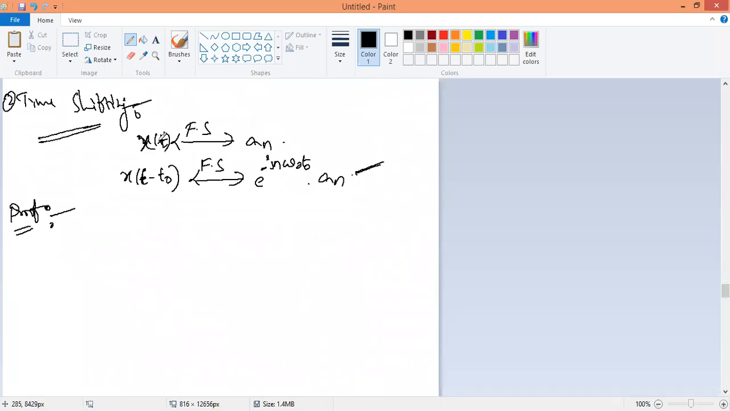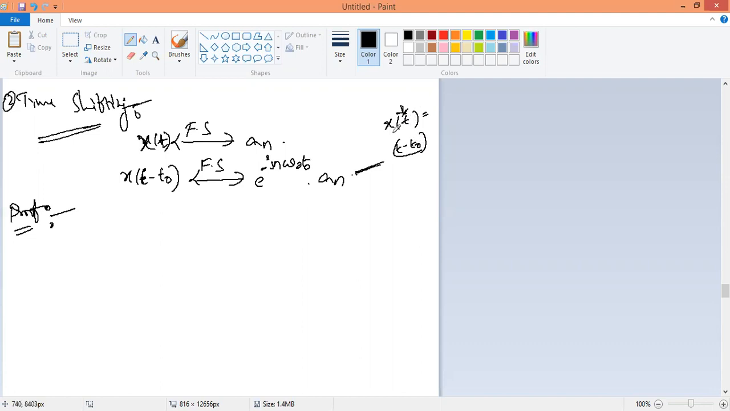Same here also, let x of t be a continuous time signal and also a periodic signal. The Fourier series of x of t is nothing but a_n. What is meant by time shifting in x of t? We already discussed this in unit 1. Here t is the normal time. The shift in time is represented as t minus t naught. Okay, now t is shifted into t minus t naught.